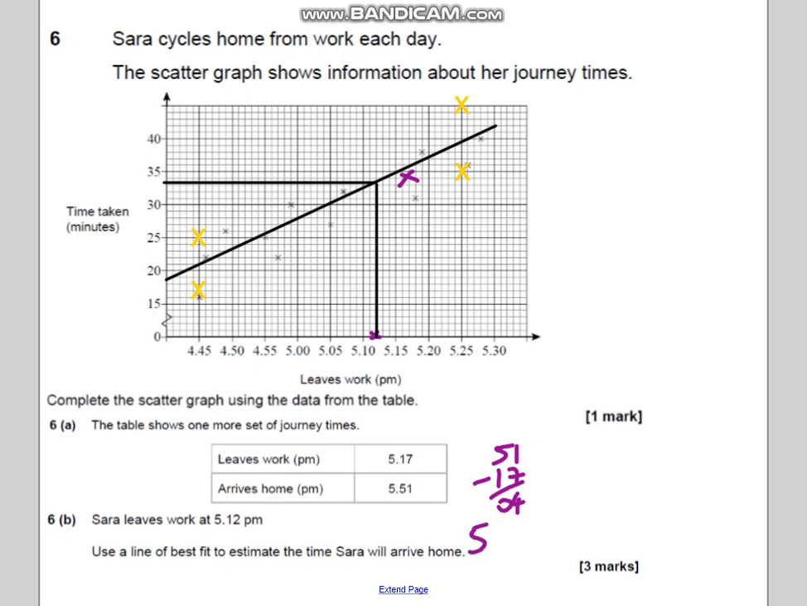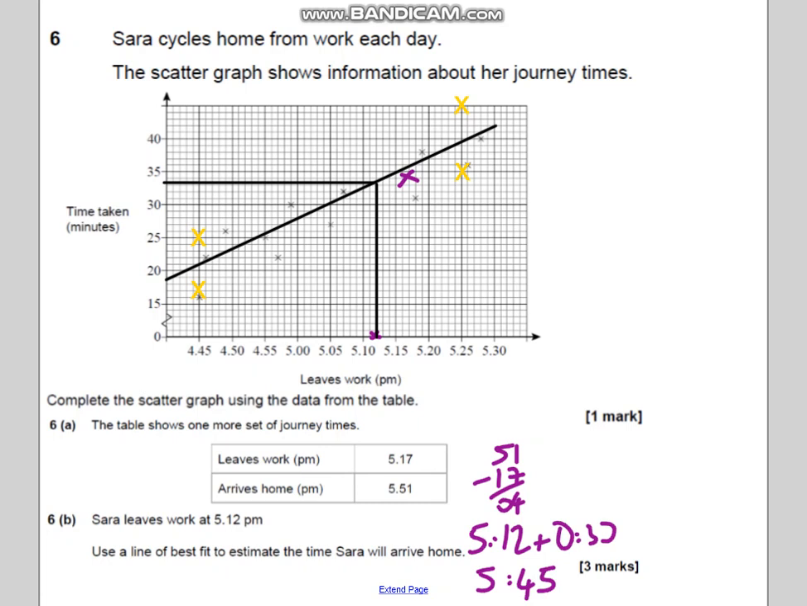So you've got 5:12 plus 33, that's going to give us 5:45. But it depends on where you're drawing your line of best fit. As long as you've got a good line of best fit that goes through the gates and you've gone up to it and across, you can have your 3 marks. The mark scheme reckons you're in at 5:44. Well, close enough, I think.